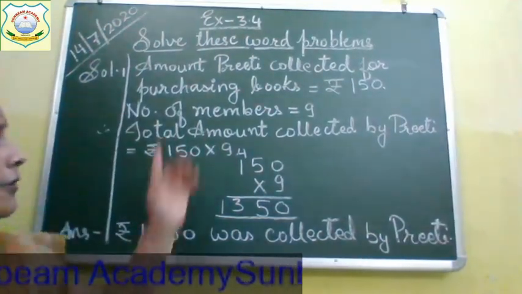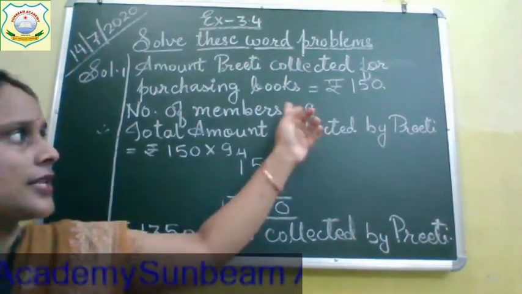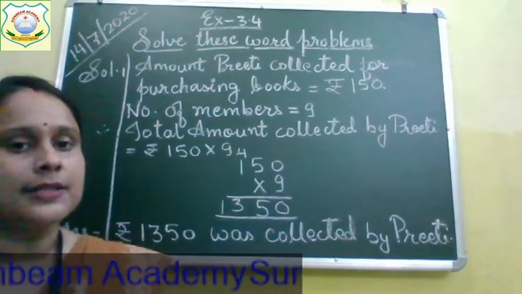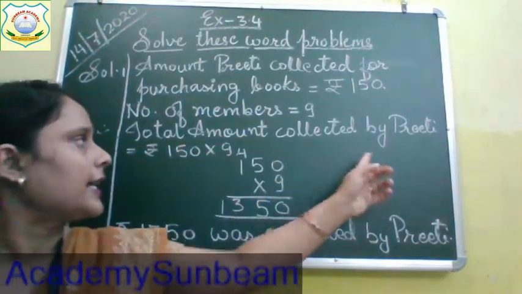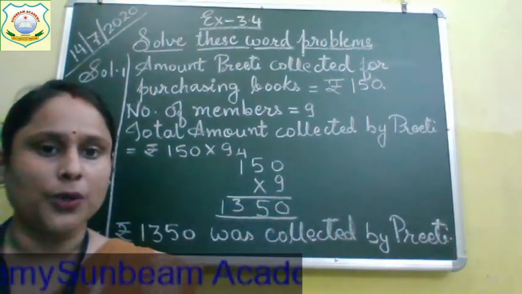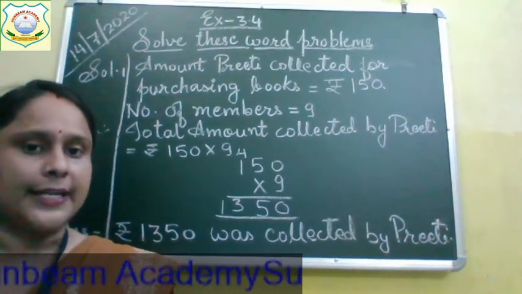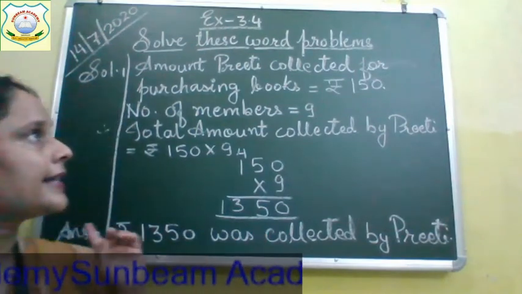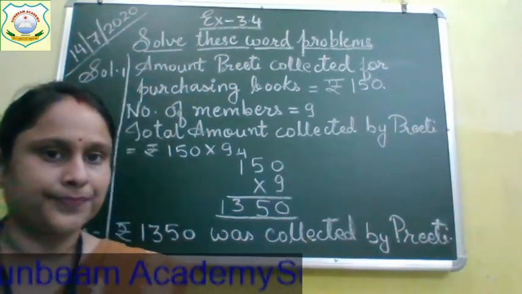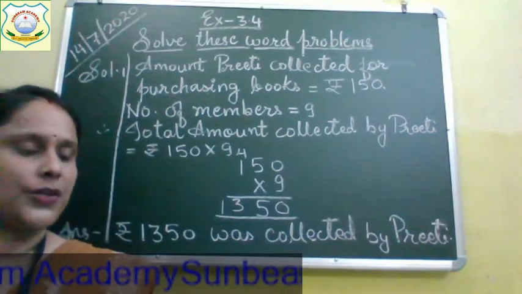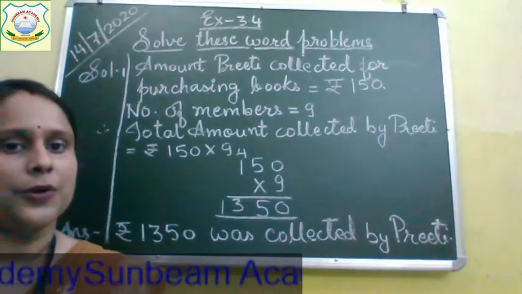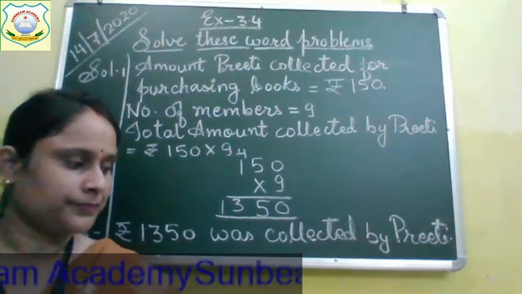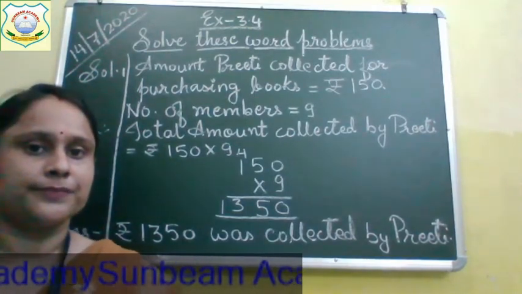Okay. So note down. Amount Preeti collected for purchasing books is rupees 150. Number of members 9. Total amount collected by Preeti is equal to 150 into 9. After that, we will show the multiplication and then we will write the answer. So now, note down this solution in your notebook, children. It is the solution of our first question. Note it down in your notebook, children.